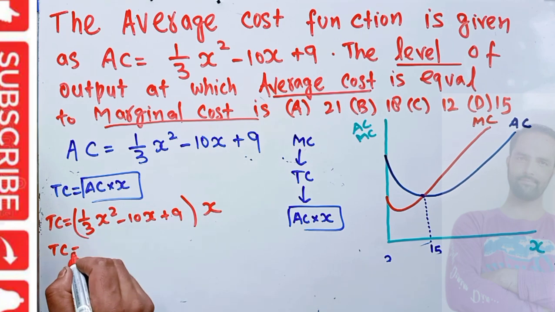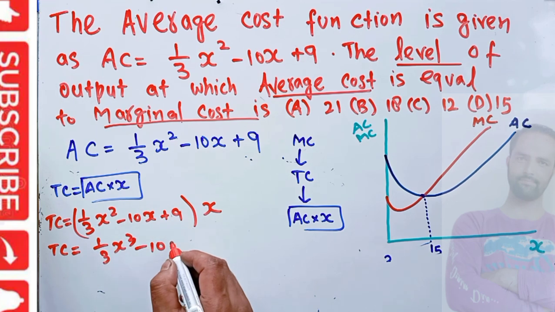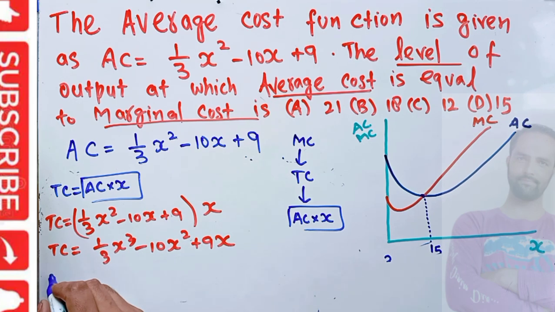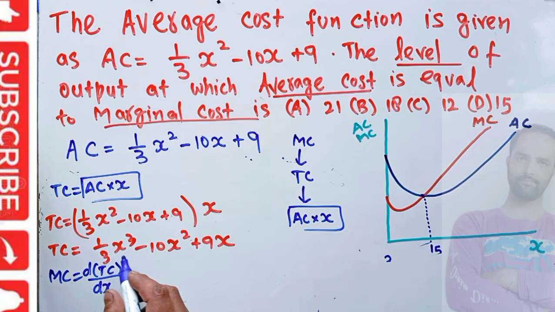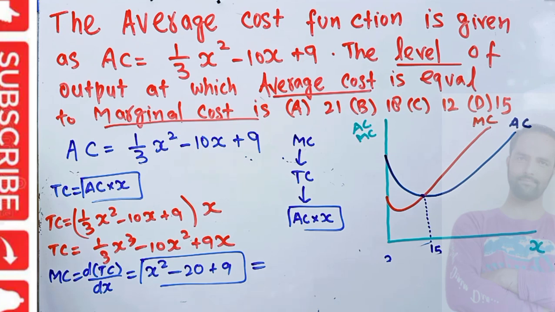So total cost will be equal to 1/3 x cube minus 10 x square plus 9x. This is our total cost. Now find the marginal cost. Marginal cost is simply the derivative of the total cost function with respect to output. So the derivative of x cube is 3x square, so this 3 and this 3 get cancelled. We are left with x square minus, derivative of x square is 2x, so 2 into 10 is 20x, plus 9. This is our marginal cost, and we equate it, as I told you, because we were told to find the level of output where average cost is equal to marginal cost.